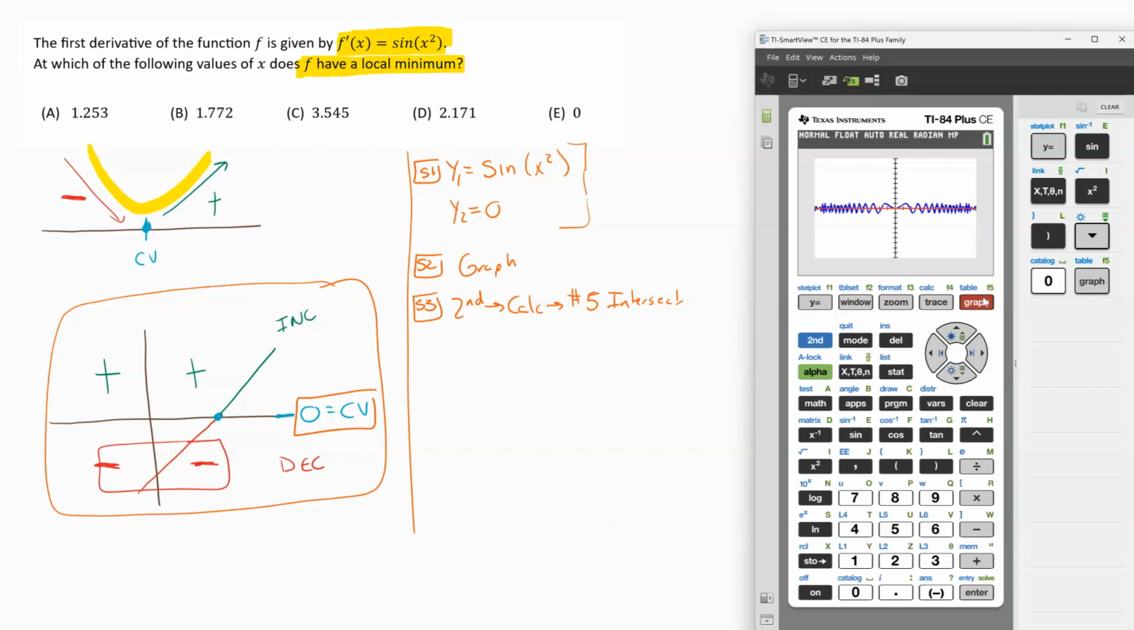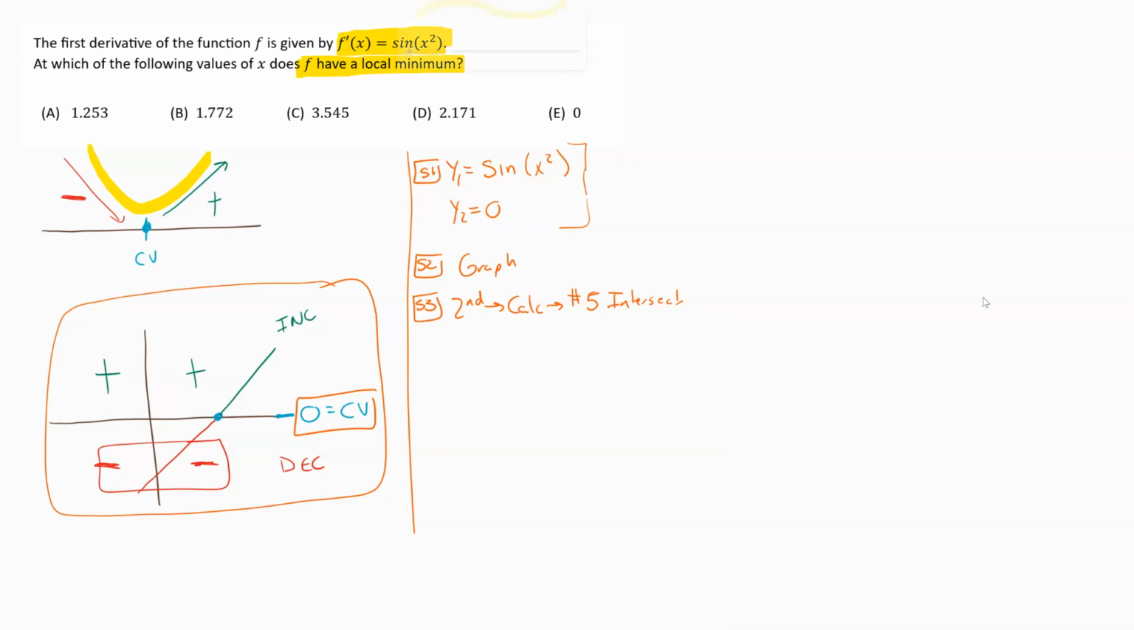So while it's not saying it only has one local min, remember, this question is saying at which of the following values of x does it have a local min? And so what we'd want to do here is kind of squeeze our window in, right?